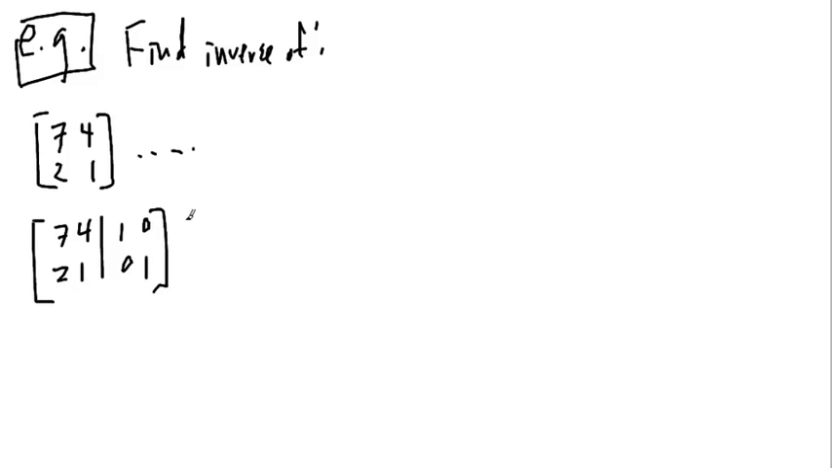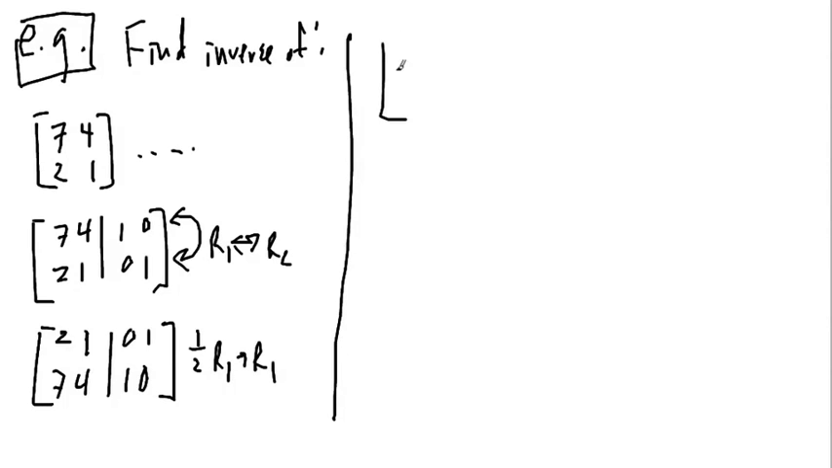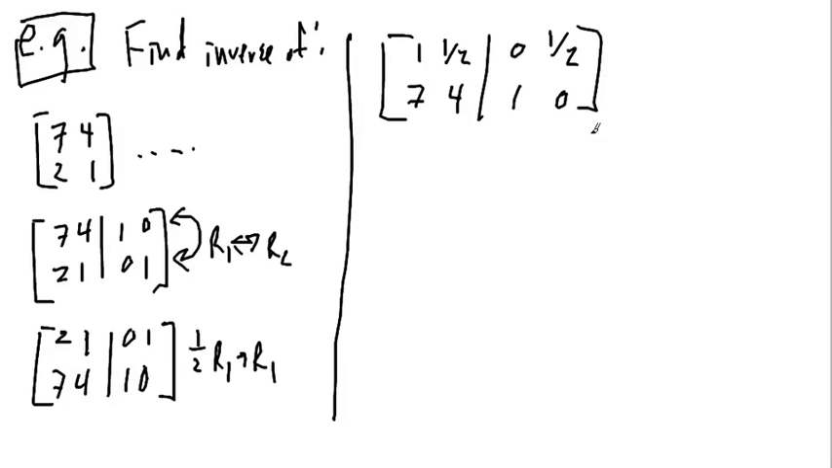Something else that we can do to make our lives a little bit easier is maybe swap the first 2 rows. This is something that we generally haven't done, although it will make our lives a little bit easier in this case. I get 2, 1, 0, 1, and I get 7, 4, 1, 0. Now I'm going to take the first row and replace it by 1/2 of it, so as to get a 1 right here. I get 1, 1/2, 0, 1/2. Down here I have 7, 4, 1, 0.